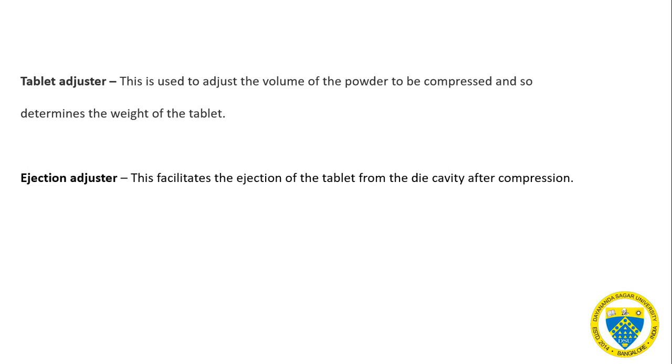Whatever tablet is getting compressed is available in the form of 500 mg, plus or minus, as we have limits for that. But once we adjust the tablet's weight, we can observe that the tablet has a similar weight to what we have adjusted. And then we have the ejection adjuster. Once the tablet is punched by the upper punch and lower punch, the tablet that is produced and ejected is removed from the die cavity by the ejection adjuster.